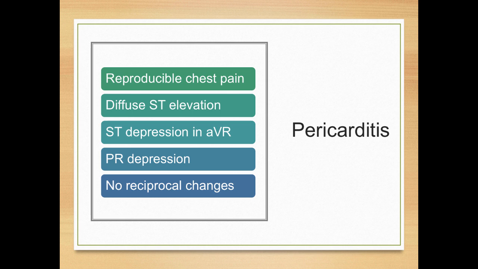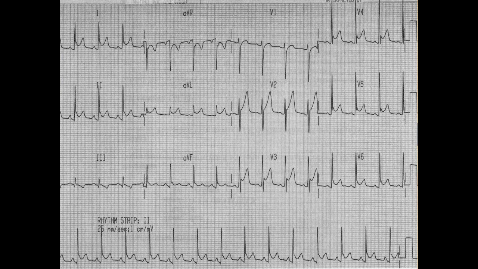I look at AVR, so this is another way to use AVR, and I have ST segment depression in AVR. Another classic finding of pericarditis, we're going to pay attention to the PR segment itself. So the PR segment, that little teeny tiny segment in between the P wave and the start of the QRS, we're going to see PR depression. So diffuse ST elevation, see ST depression in AVR, and then we might see PR segment depression.